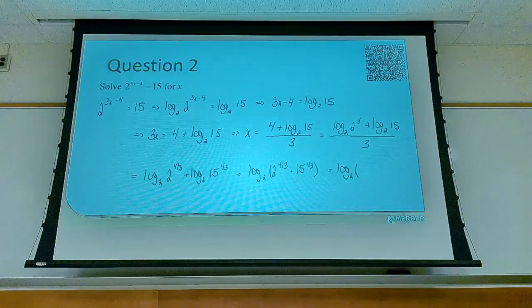Two to the 4/3 is the same thing as 2 times 2 to the 1/3, right? In other words, cube root of 2 to the 4th, 2 times cube root of 2. Now you have cube root of 2 times cube root of 15. That's just cube root of 2 times 15.